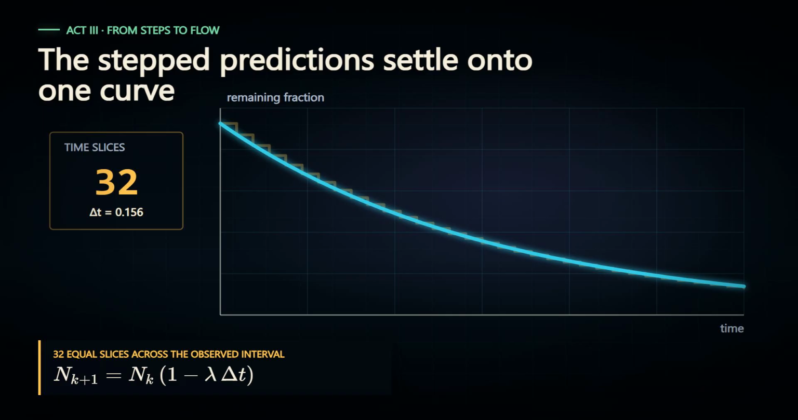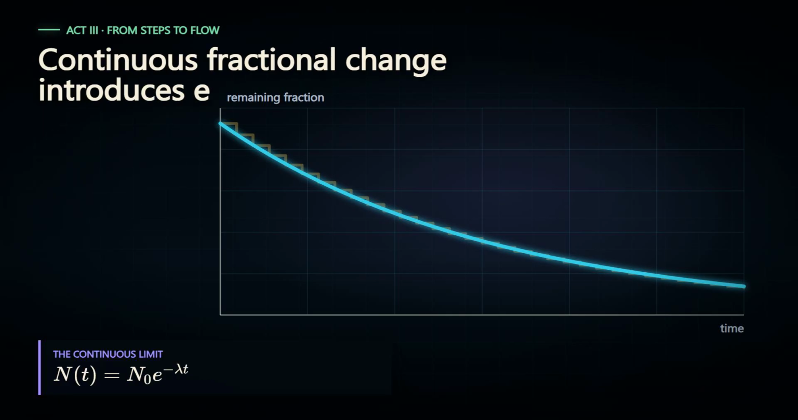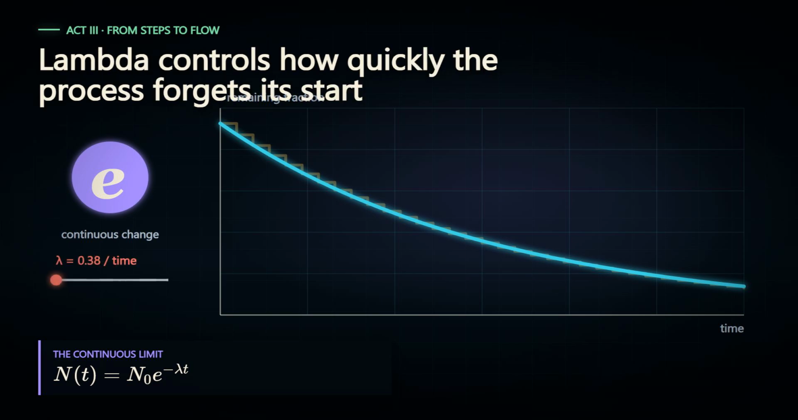That limiting bookkeeping introduces the number e. It is not a decorative constant. Base e is the natural language for continuously compounded fractional change. We write n of t equals n0 e to the minus lambda t. Lambda is positive, and the minus sign tells the population to decay.